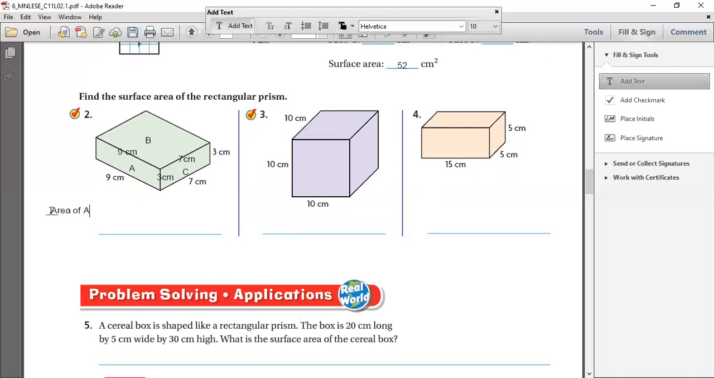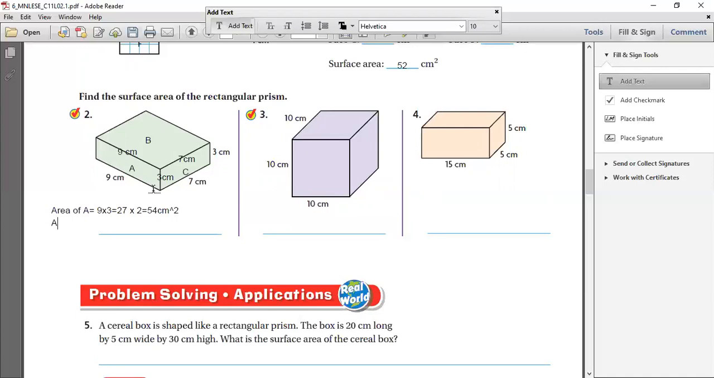First we will find the area of A. So what is the length? It is going to be 9. This is A. We are talking about this rectangle. So it's 9 by 3. 9 multiplied by 3 equals 27. Is that it? No, we have to multiply it by 2 because we have two faces A. So 27 multiplied by 2 gives you 54 square centimeter.